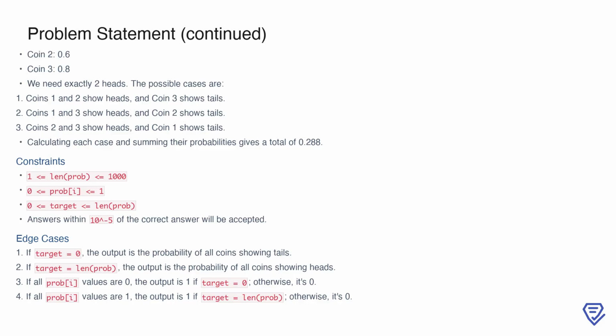This problem also includes some constraints and edge cases to consider. For instance, if the target is 0, it means all coins must show tails, and if the target equals the number of coins, all coins must show heads. Additionally, if all probabilities are 0 or 1, the results will depend on whether the target aligns with these extreme cases. These details help guide the implementation and handle special scenarios effectively.